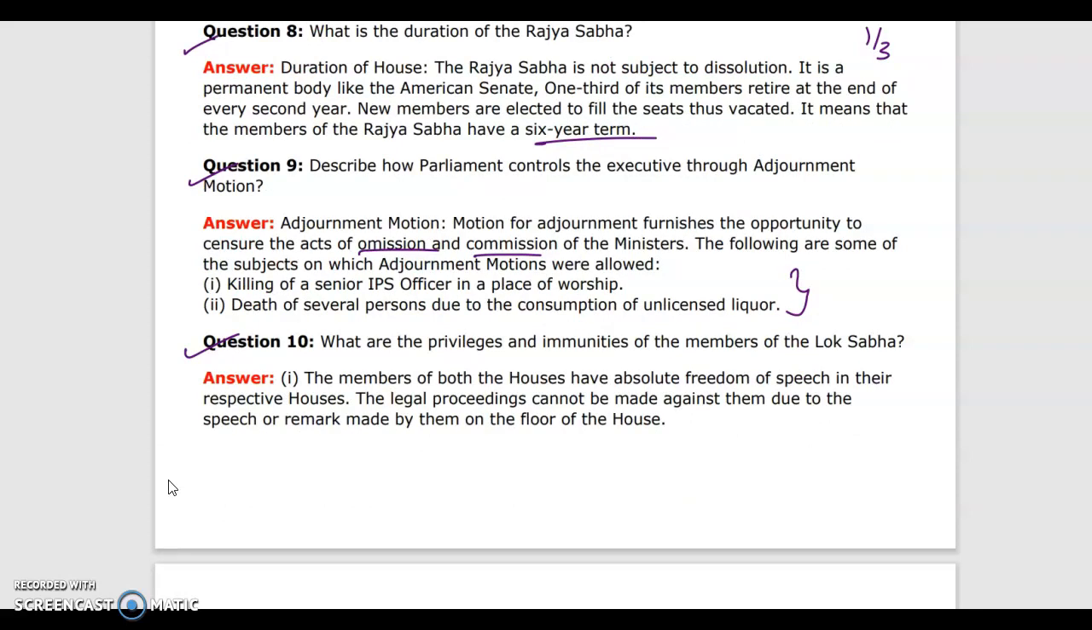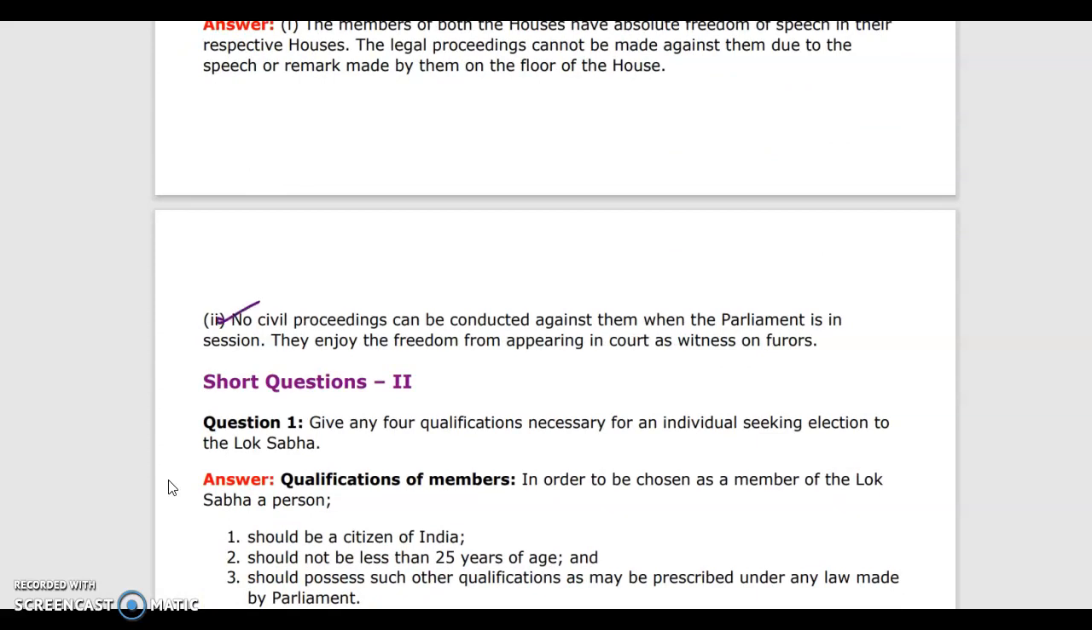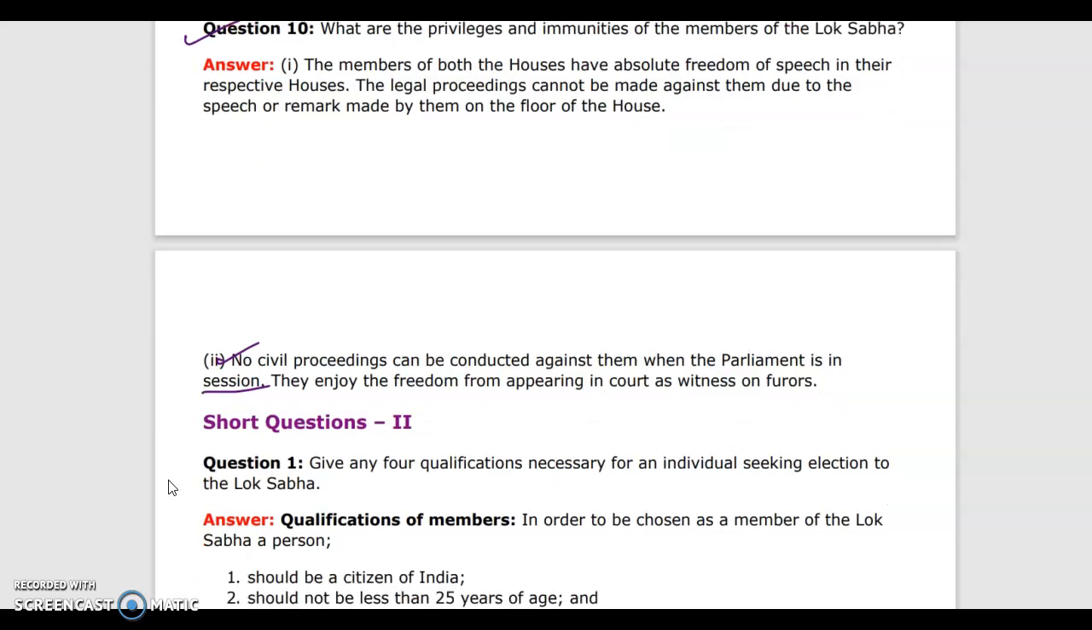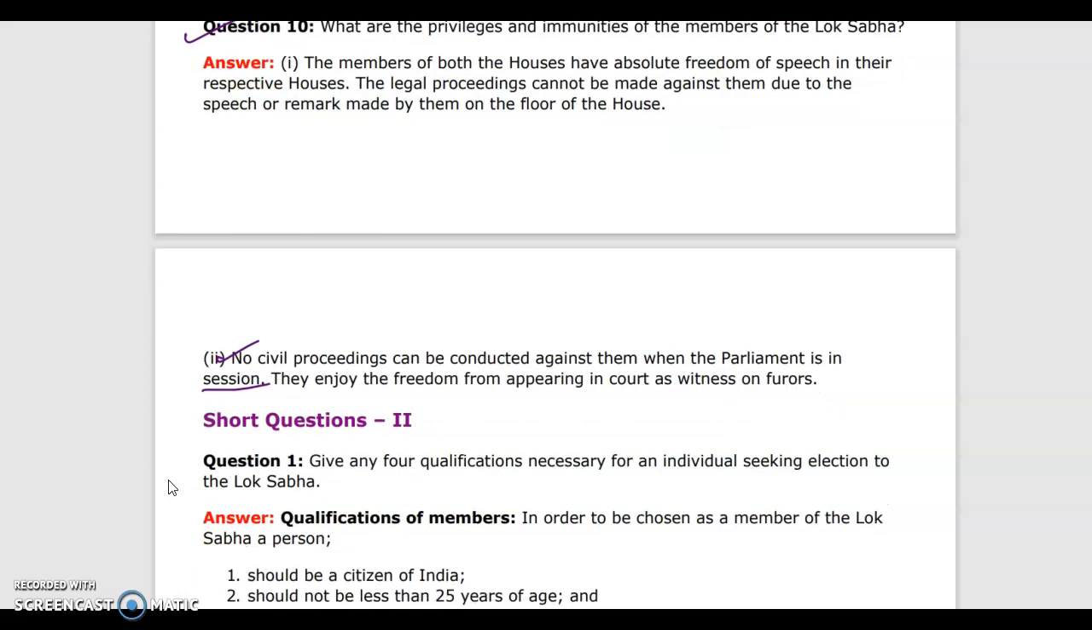What are the privileges and immunities of the members of the Lok Sabha? The members of both the houses have absolute freedom of speech in their respective houses. Legal proceedings cannot be made against them due to the speech or remark made by them on the floor of the house. And second is, no civil proceedings can be conducted against them when the Parliament is in session. So this is the privilege given to the members of the Lok Sabha. They enjoy the freedom from appearing in courts as witnesses on juries.